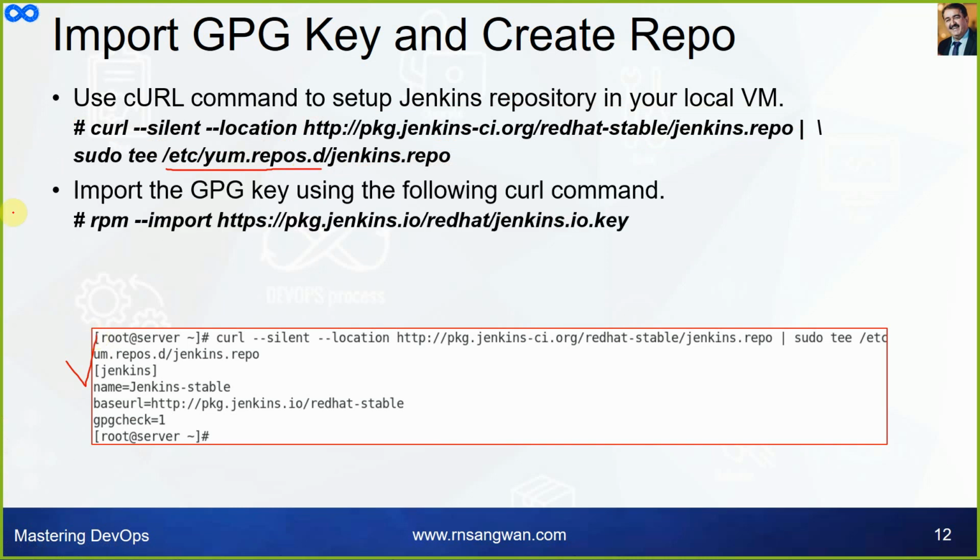After that, you need to import the GPG, GNU Privacy Guard key, with the following curl command: rpm --import and the key name.